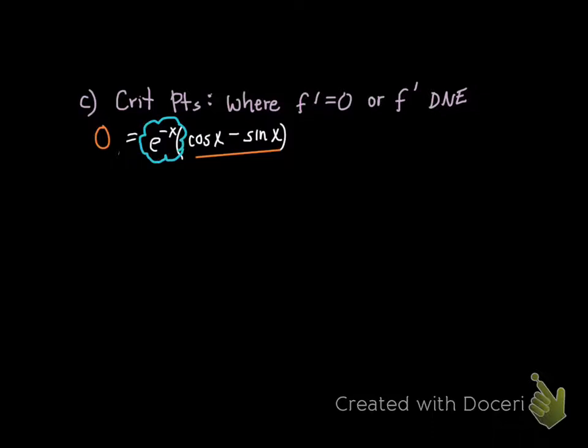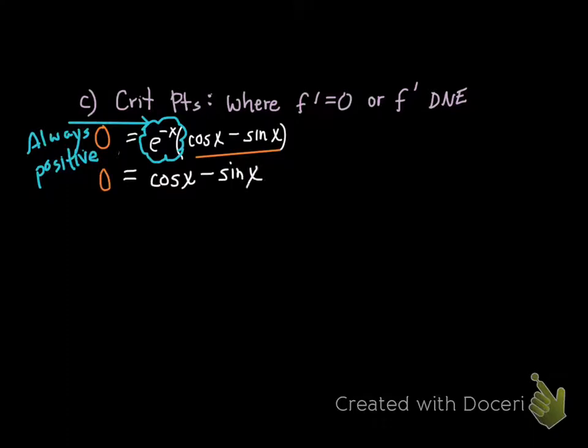You see, I basically have two things being multiplied together here. One of them has got to be 0 in order for the product to be 0. And e to the negative x will never be 0. So I'm just going to remove it from the equation because it's always going to be positive. And so now my equation is a simple 0 equals cosine x minus sine x. How do you solve that, Foster? I'm going to add sine x to both sides of the equal sign.